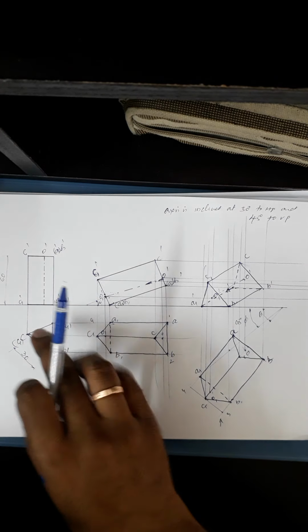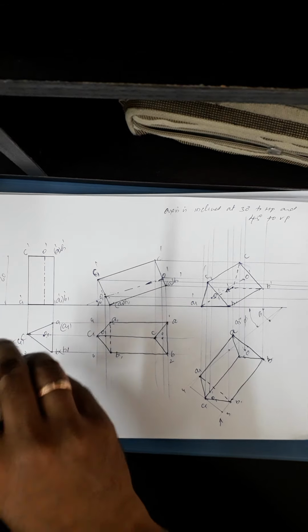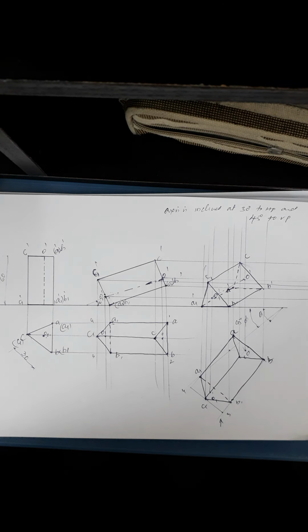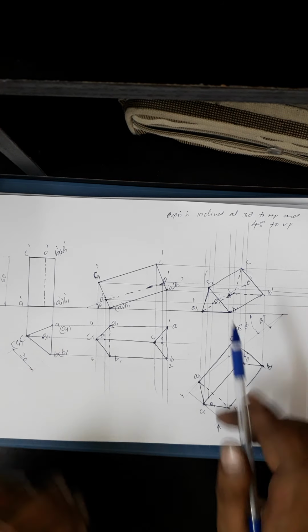Only instead of a triangle, you're going to have a pentagon. For a pentagonal prism, you're going to get 5 different edges. Hexagon, 6, that way. Otherwise, same. So we'll go for this problem only, the triangular prism. A triangular prism of 30 mm base edges and a height of 70 mm is resting on one of its base edges on HP such that the axis is inclined at 30 degrees to HP and 45 degrees to VP.